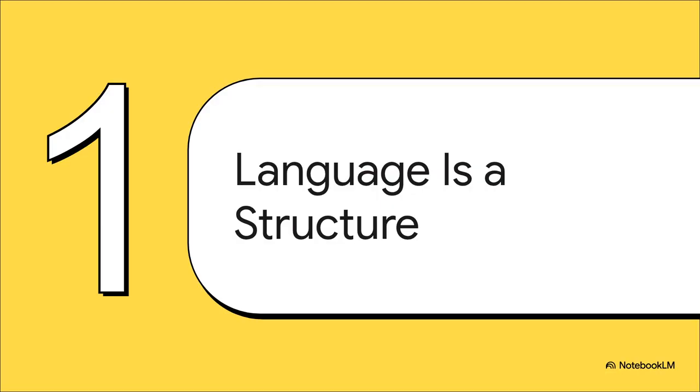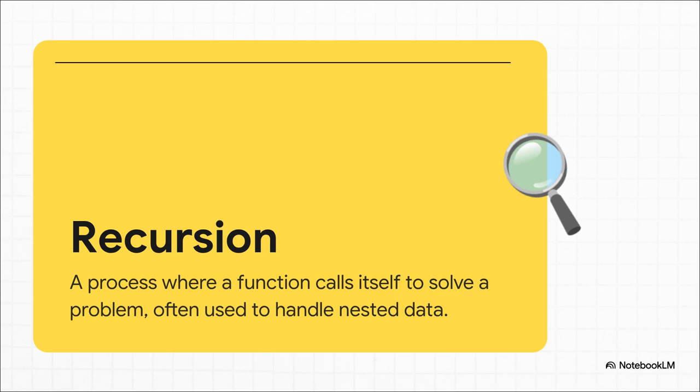You see, the first big idea you have to wrap your head around is that language isn't just a flat string of words, one after the other. Nope. It's actually a hierarchy, a deeply nested structure, kind of like those Russian nesting dolls. And to really get that, we need to talk about a core concept from computer science. And that concept is called recursion.